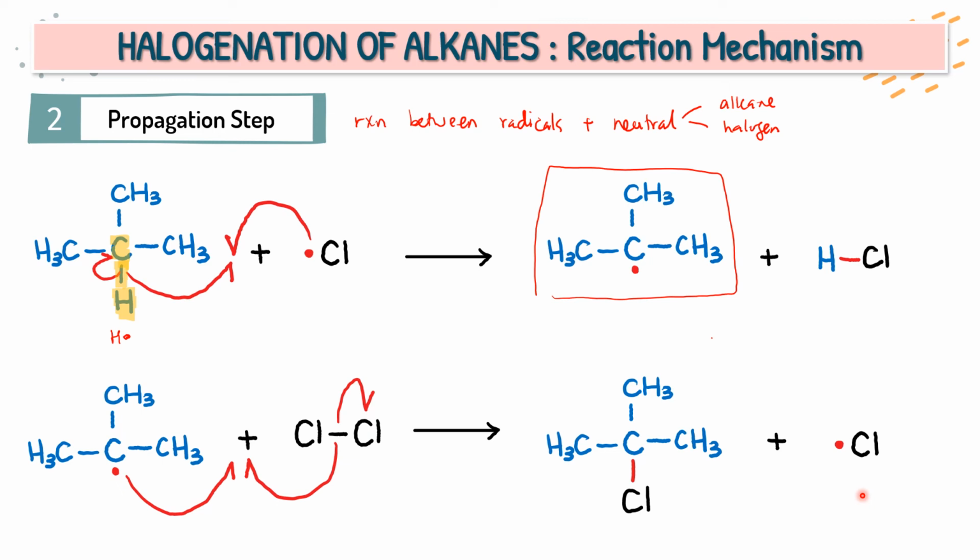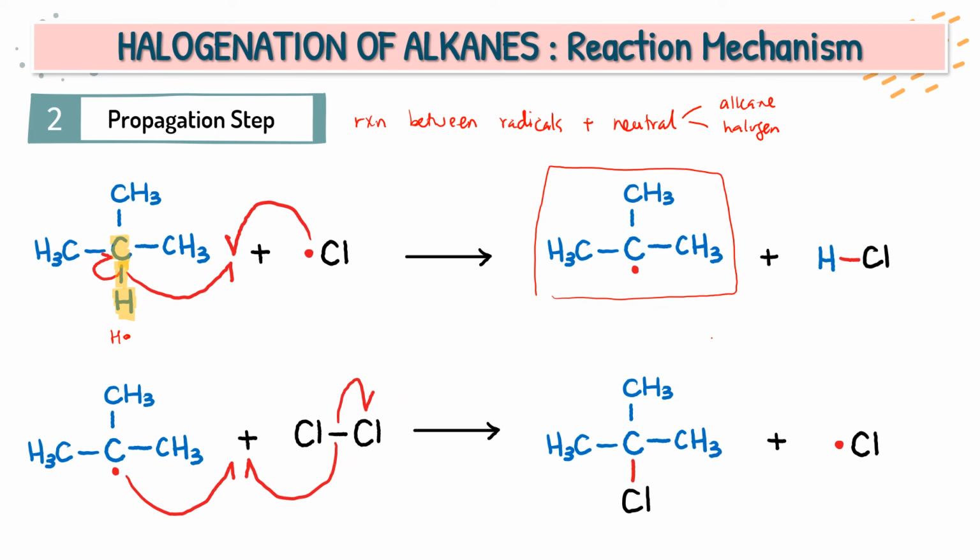Okay, so ingat step 1 tadi initiation. Kita nak start reaction, kita kena hasilkan radical. Radical akan terhasil pada chlorine saja. Sebab apa? Dia kecil, senang untuk absorb energy, untuk pecah. Step yang kedua, propagation step. Reaction between radicals dengan neutral compound. So, neutral kita mula-mula adalah alkane, react dengan chlorine radical. Hasilkan alkane radical. Alkane radical akan react pula dengan neutral chlorine.